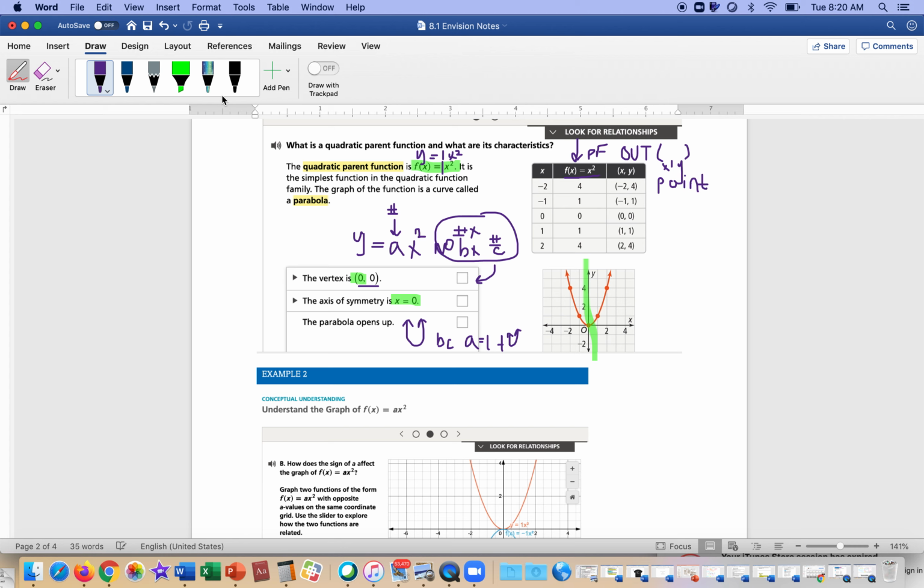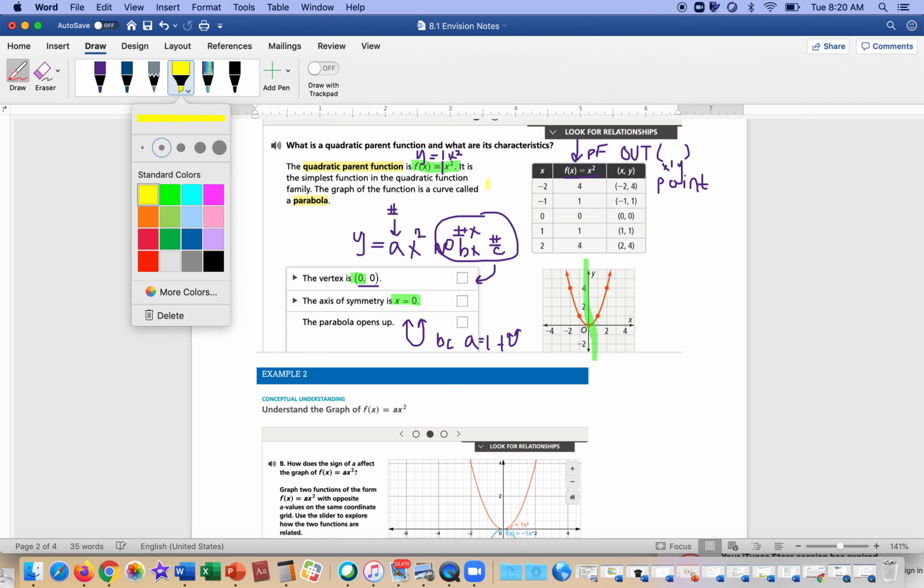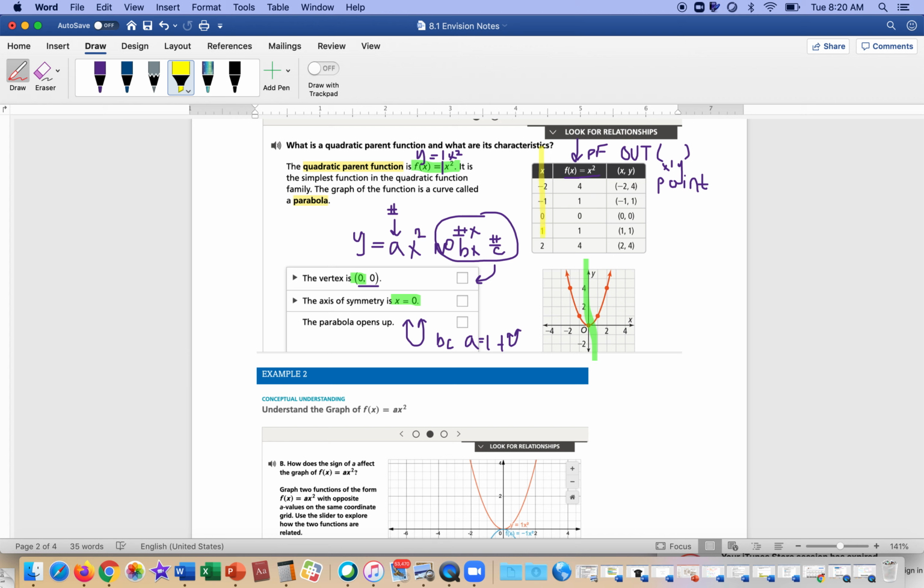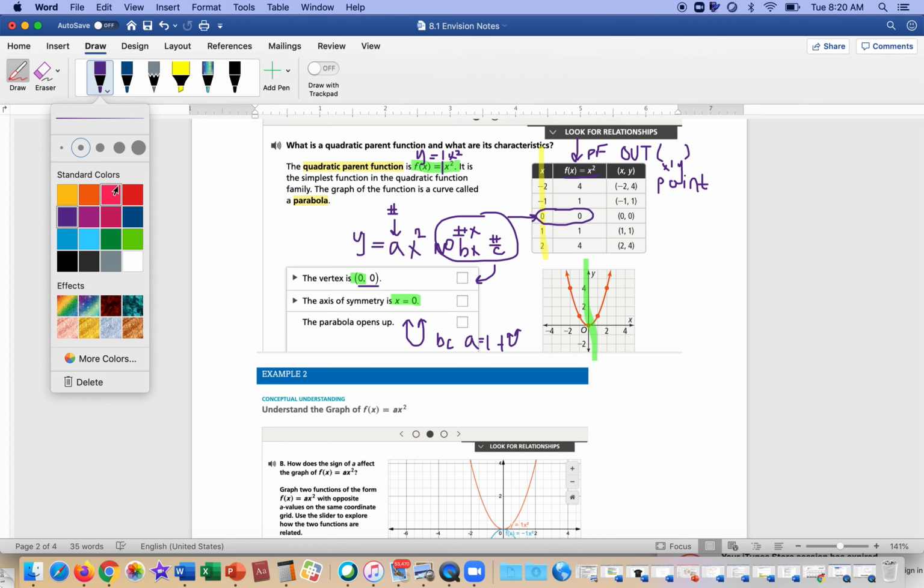Now over here in this x column, notice that they plugged in specific values. If our vertex is 0, 0, you always want to have your vertex in there, just like the absolute value graphs that we looked at before. So 0, 0 is the vertex. And then you want to have ordered pairs on either side.